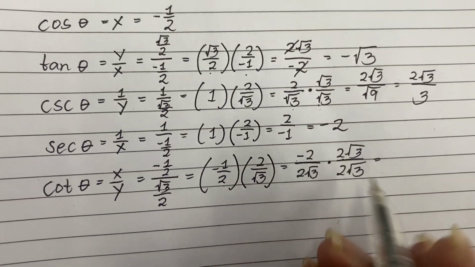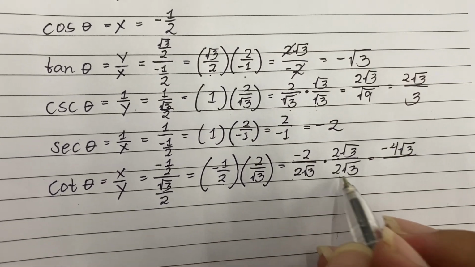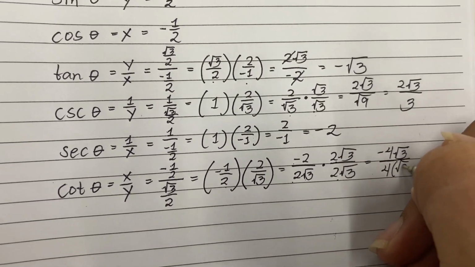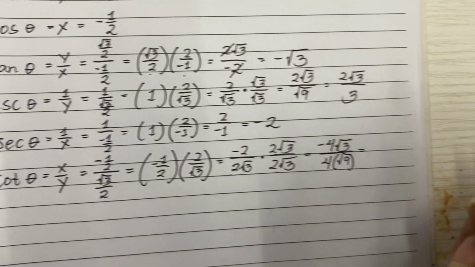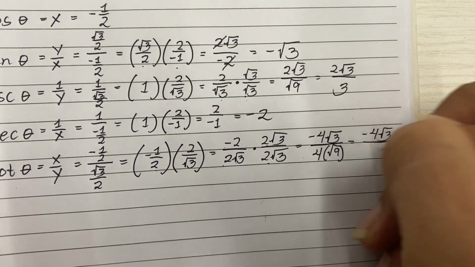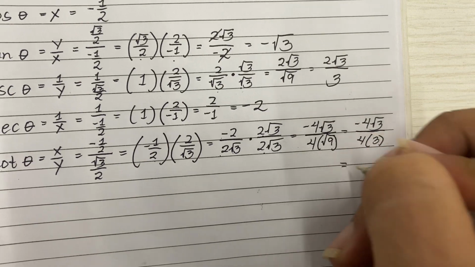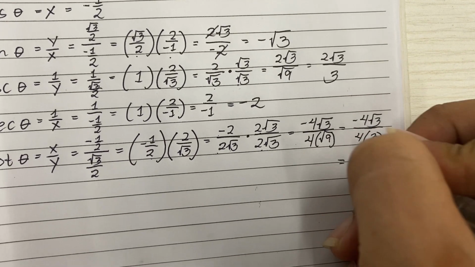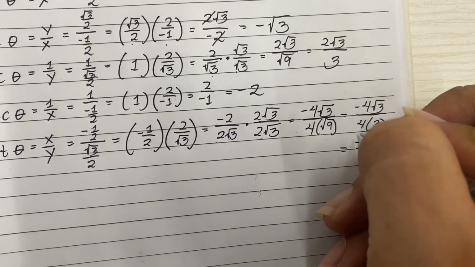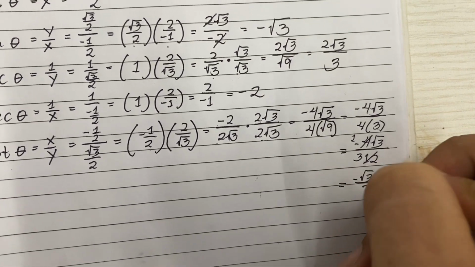Negative 2 times 2 is negative 4. Copy square root of 3 over 2 times 2 is 4. Square root of 3 times square root of 3, the answer is square root of 9. Simplify further. Copy negative 4 square root of 3 over 4 times the square root of 9, which is 3. Very good. Simplify further. Negative 4 square root of 3 over 4 times 3 is 12. It can still be simplified by dividing by 4. That's 1, that's 3. So what remains is negative square root of 3 over 3.